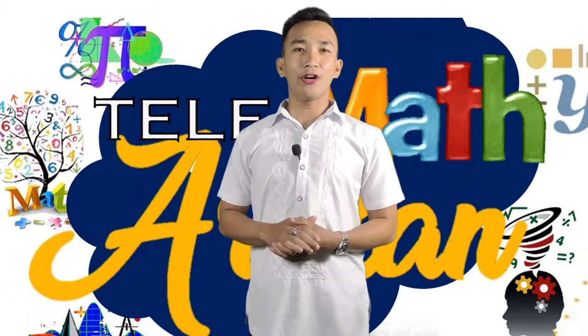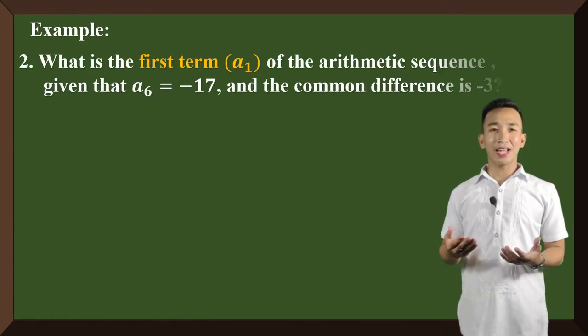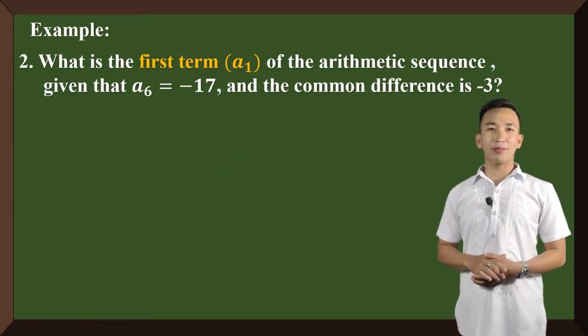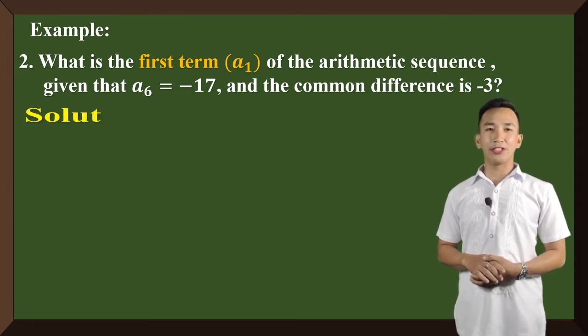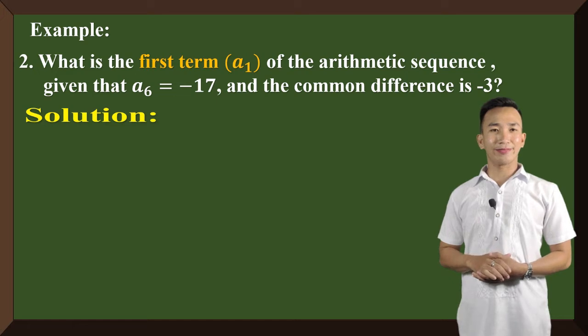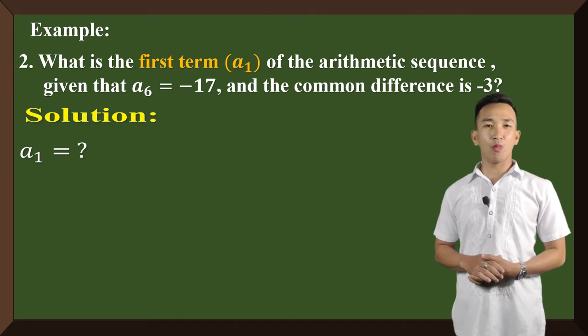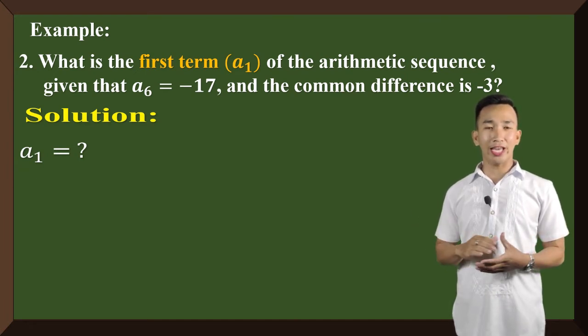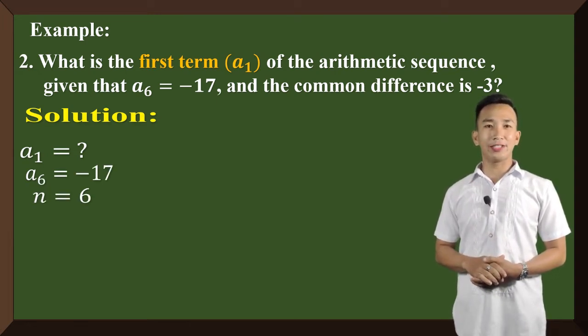The next example focuses on how to determine the first term of an arithmetic sequence. Example: what is the first term of the arithmetic sequence given that a sub 6 equals negative 17 and the common difference is negative 3? What is asked in the problem? Very good. You are asked to find the first term of a sequence, or a sub 1. And what are the given? Correct. The given are a sub 6 equals negative 17, n equals 6, and d equals negative 3.